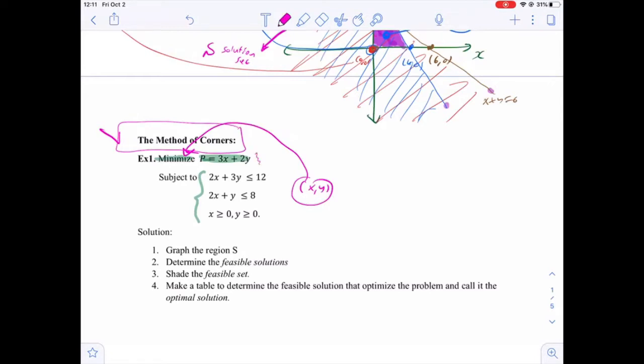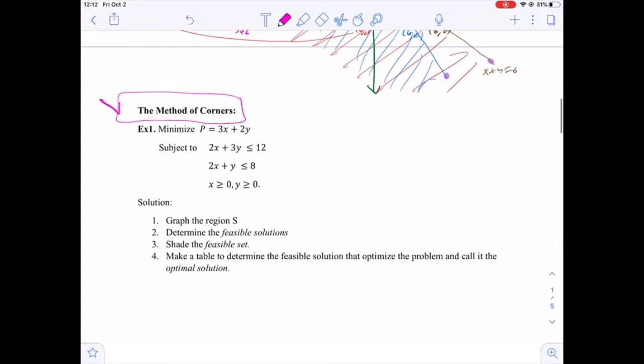This function here is called the objective function, and in this case it may represent the price. That's why we use capital P. So we want to find the solution x, y that minimizes this function, the objective function, using these constraints. Now how to do that? We use a method that's called the method of corners. There are many methods to solve a linear program, but this is one of the simplest methods.